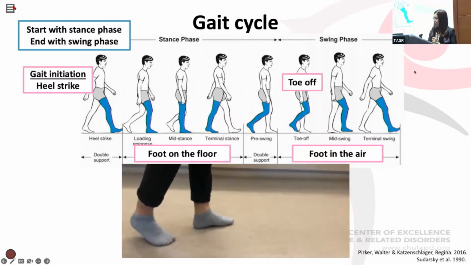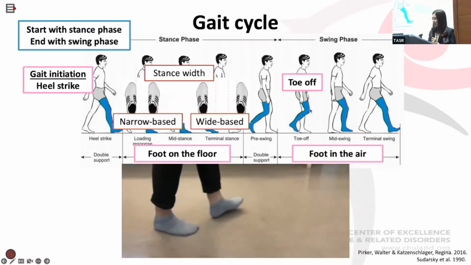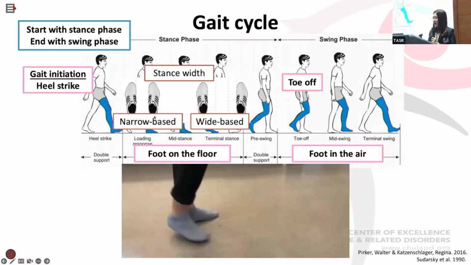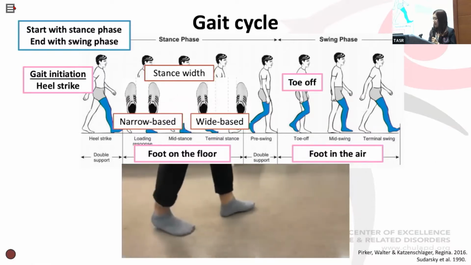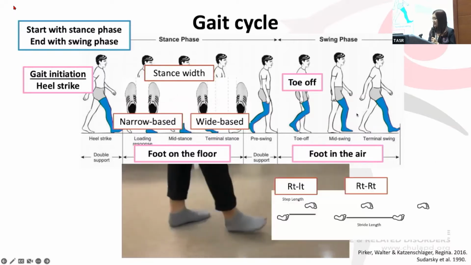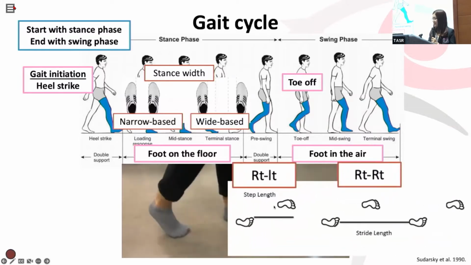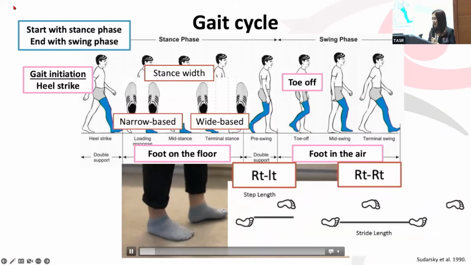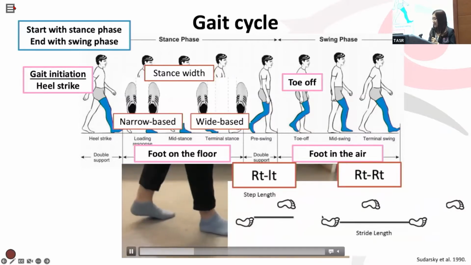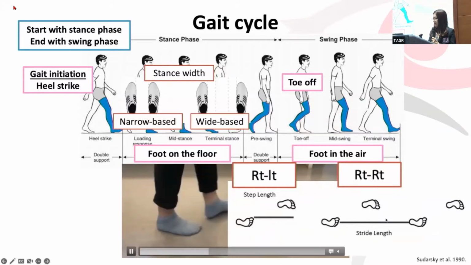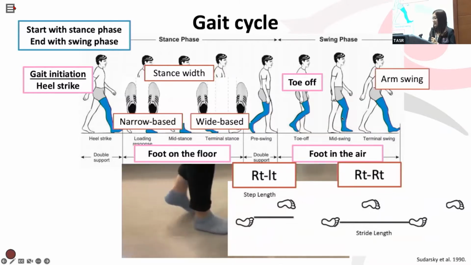So what we would monitor in the stance phase, we can evaluate the stance width, which is divided into narrow-based and wide-based gait. Other things we can evaluate are the step length and the stride length. The step length is the distance between the right and left feet here, and the stride length is the distance between the same foot, like in this figure. In the swing phase, the abnormalities can be detected in the arm swing.